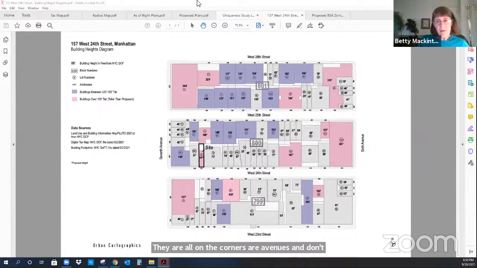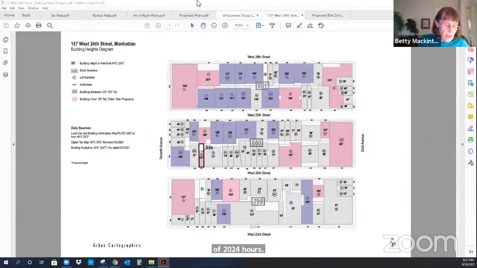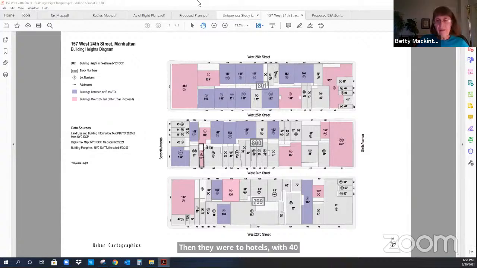And block, remember, I'm talking about the south side and the north side of 24th. Then there are 2 hotels with 42 and 45 stories, but they are not residential, so they don't really address residential character too much. So I'll let you absorb that information, and hopefully you'll pursue other questions and issues.